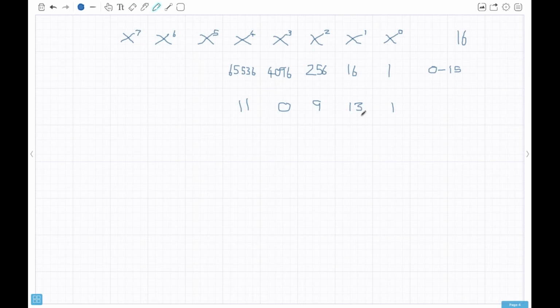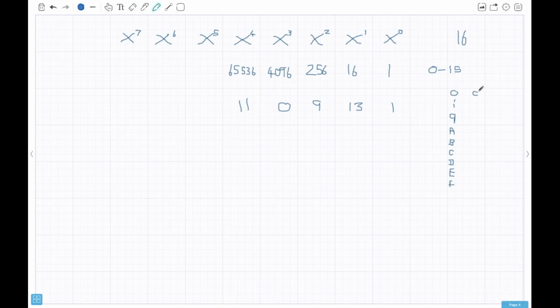Well, if I write this down as 11, 0, 9, 13, 1, how do we know that that's 11, 0, 9, 13, 1 and not 1,109,131? So now we have a problem. How do we represent numbers bigger than 9? So what the scientific community did here, they said, well, let's just use letters. So we will use 0 to 9. And once we get past that, we'll use A, B, C, D, E, and F.